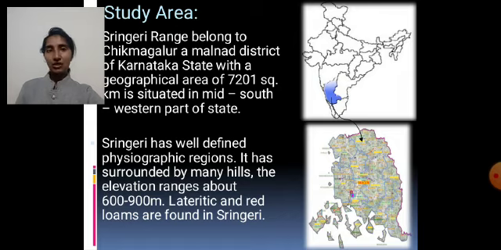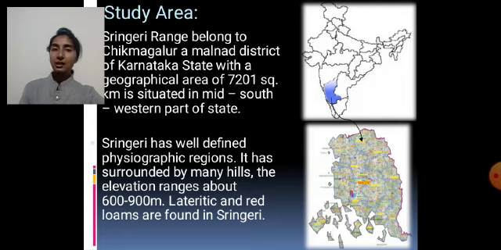Let's go through the methodology. Study area. Sringeri range belongs to Chikmagaluru district, a Malnad region of Karnataka state with a geographical area of 7,201 square kilometers, which is situated in the mid-southwestern part of the state. Sringeri has well-defined physiographic regions. It is surrounded by many hills. The elevation ranges from about 600 to 900 meters.